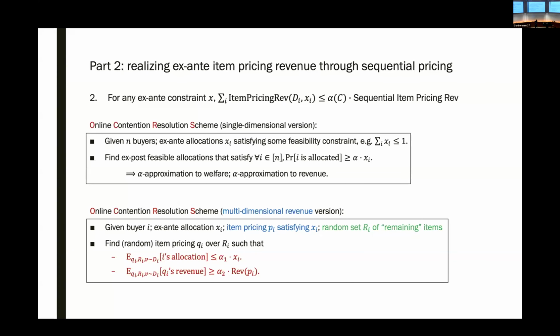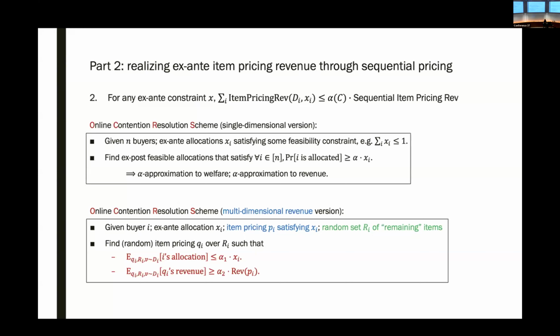What we want to do is to come up with some pricing q_i such that the expected allocation of the pricing q_i over the set of remaining items and over the randomness in the buyer's valuation is not much larger than x_i. And furthermore, the revenue of this pricing is comparable to the revenue of p_i. So that's formally the lemma we want to prove.